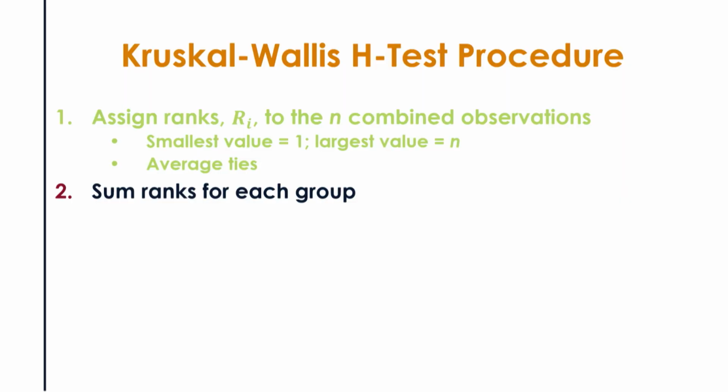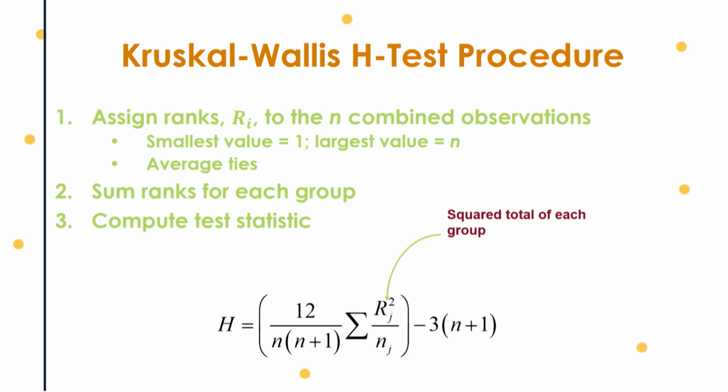Next, we will discuss the procedure involved in doing the Kruskal-Wallis test. First, rank the n combined observations. Whether we have 2 groups or 3 groups, combine everything, take the smallest value as 1 and the largest value as n, and for ties give the average rank as we said earlier. Then sum the ranks for each group. Then at last calculate the test statistic. The test statistic is H, and we know the formula as 12 divided by n into n plus 1, summation rj square divided by nj, minus 3 into n plus 1. The notations in the formula are already discussed, and rj square is the squared total of each group.